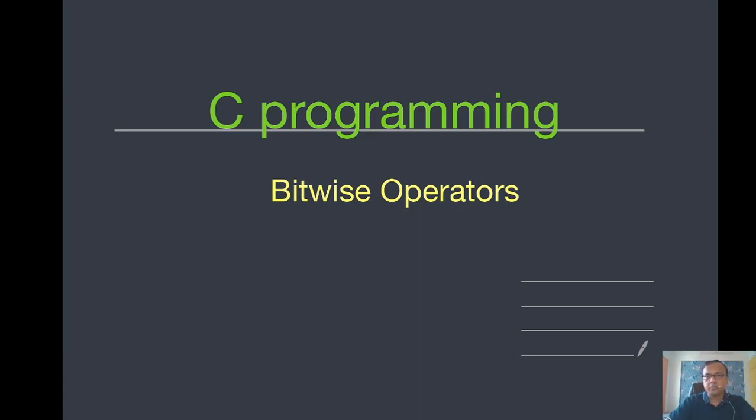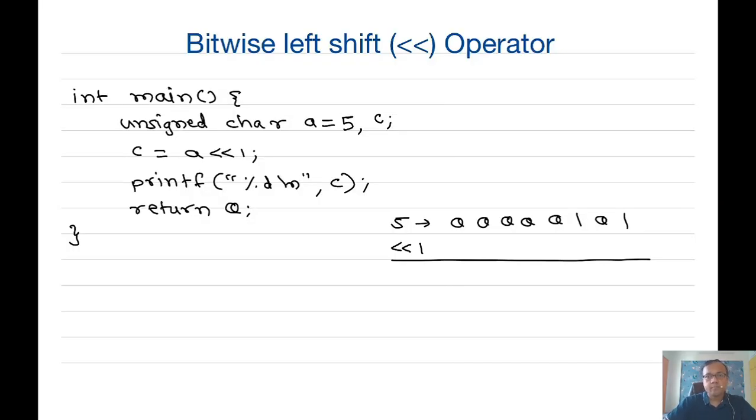In the last video, we talked about basic bitwise operators: bitwise AND, bitwise OR, bitwise XOR, and bitwise NOT. In this video, we will talk about the rest of the bitwise operators, that is bitwise left shift and bitwise right shift. So let us begin with that. First, we will talk about the bitwise left shift operator.